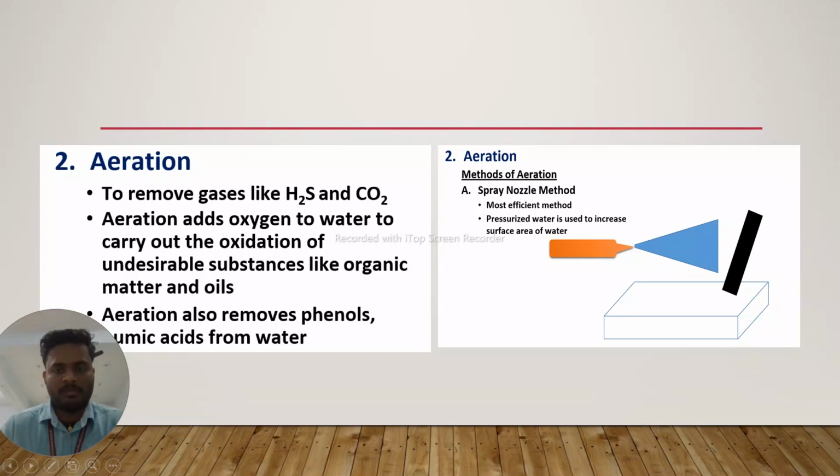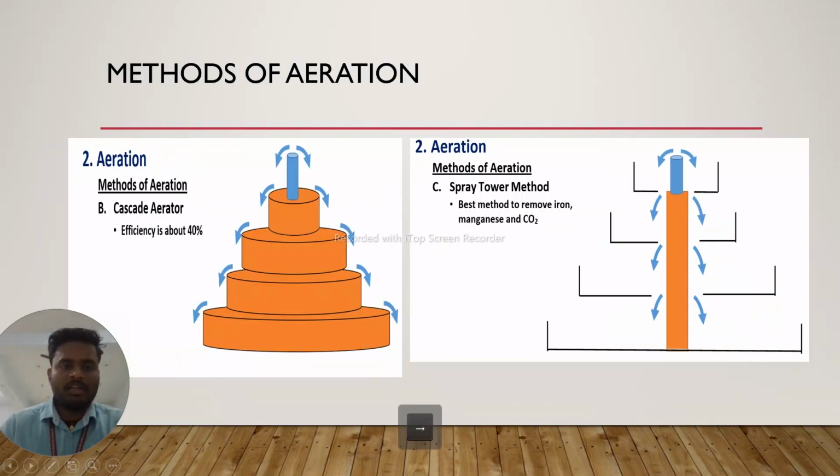The first one is the spray nozzle method. The spray nozzle method is the most efficient method, because pressurized water is used to increase the surface area of the water. When I spray the water, the pressurized water increases its surface area. So this is the first method, the spray nozzle method, and the second method is the cascade aerator.